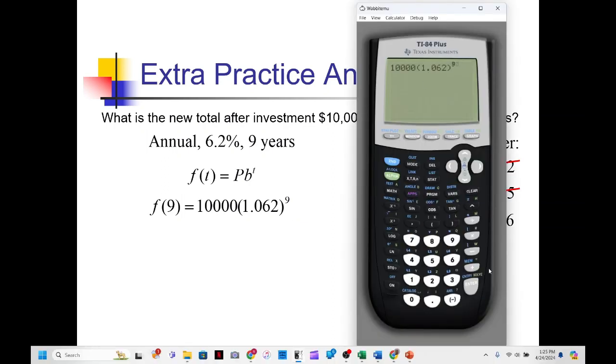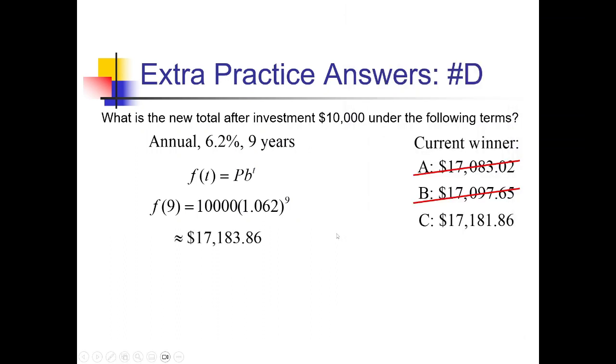So plugging that in, we end up with 17,183 and 86 cents. So there we go. And although that interest rate wasn't amazing, we still ended up with a higher overall return than our last plan. So C is gone, and this is the new winner, Plan D.